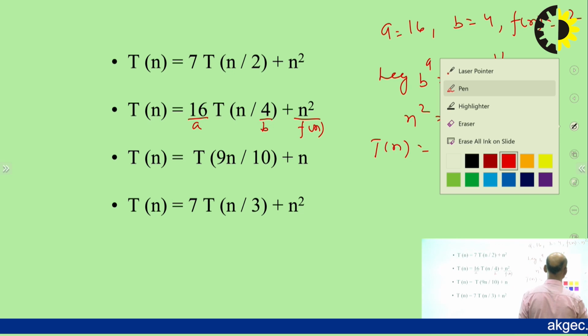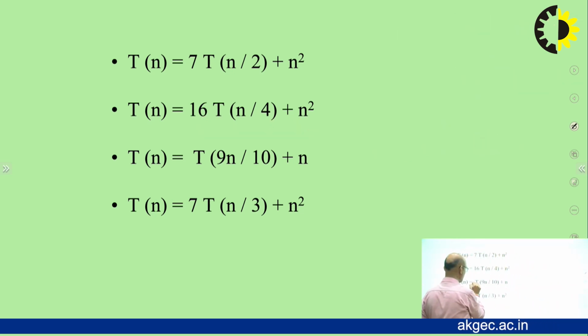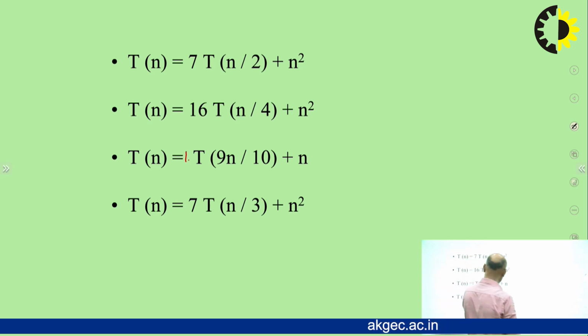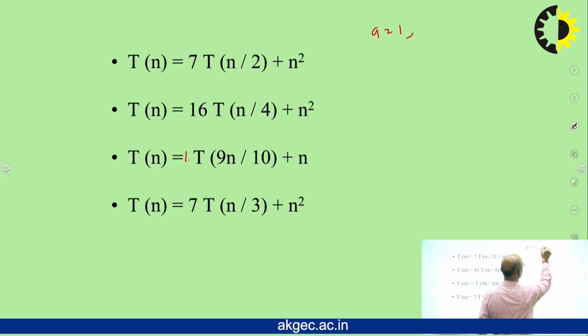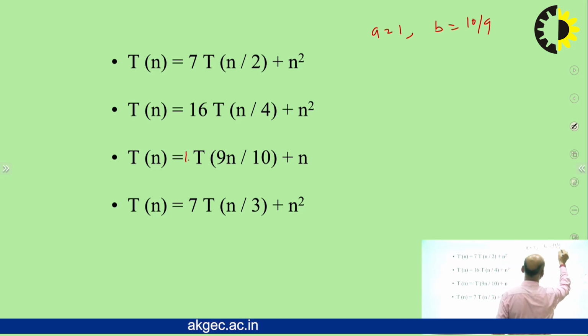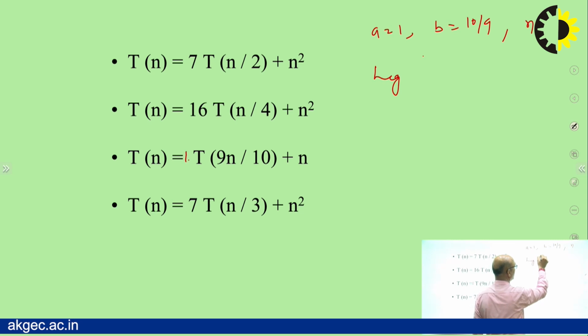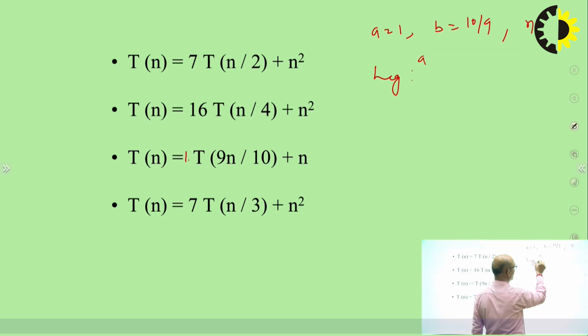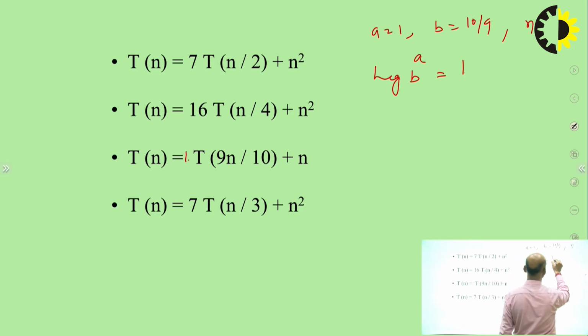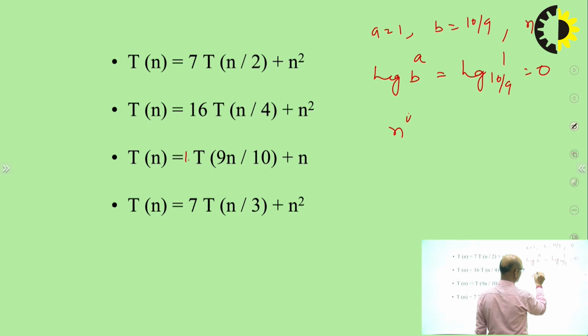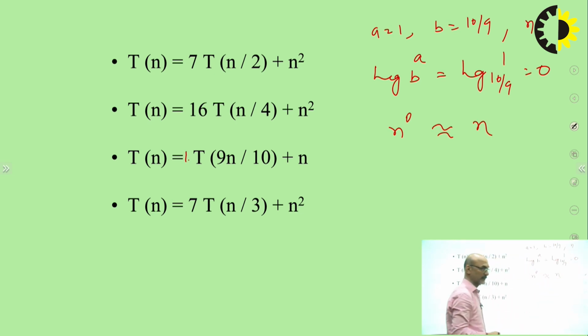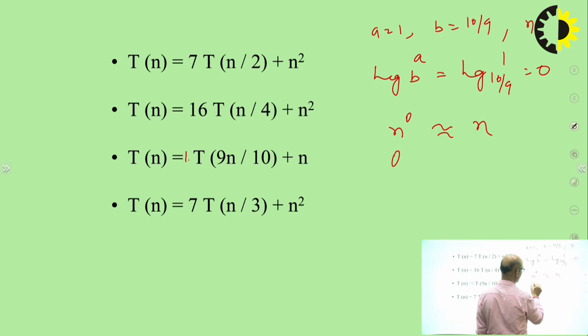Coming to the next example. Here the value of a is 1, the value of b is 10/9, only denominator, and f(n) is equal to n. Now, log of a base b is equal to log of 1 base 10/9. That comes to be 0. That means 0 is compared with f(n). Now f(n) is more than n to the power log of a base b. Then the solution of this recurrence is this one.